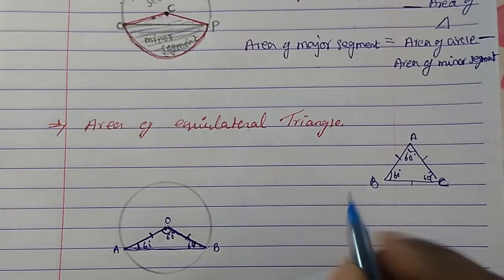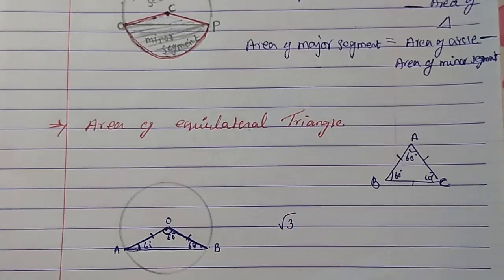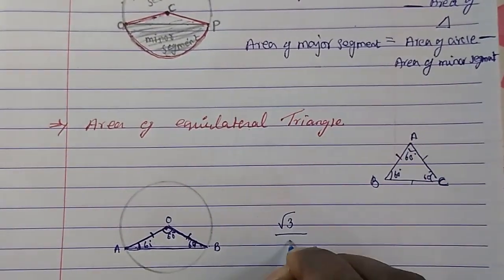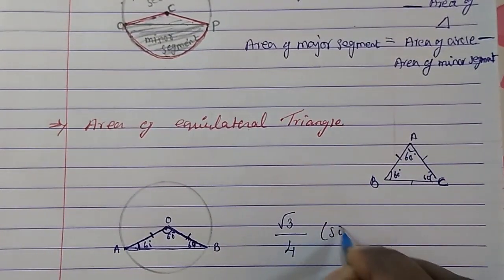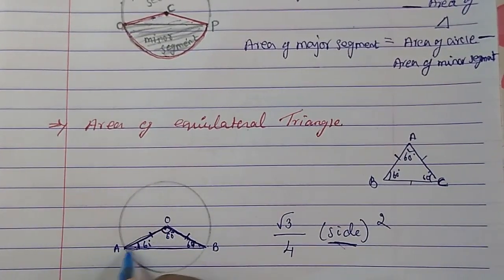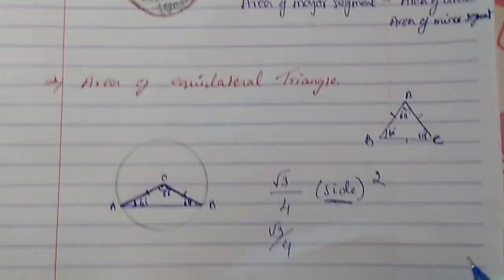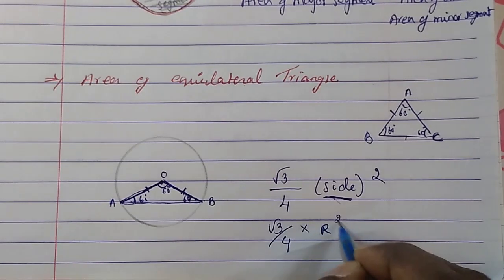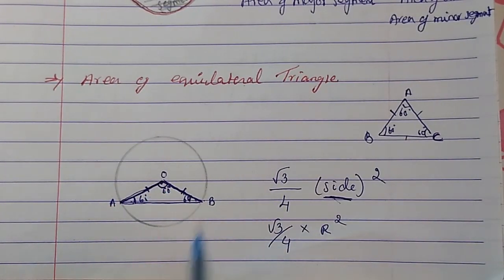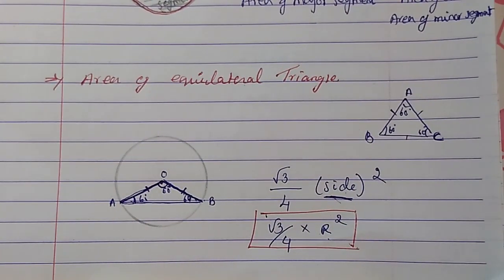The formula to find the area of an equilateral triangle is root 3 upon 4 times side squared. Here, side means this one side. So that means root 3 upon 4 into radius squared, because these are radii. So instead of side we write radius. This formula is also important to learn for this chapter. That's it. I hope it is clear to you.